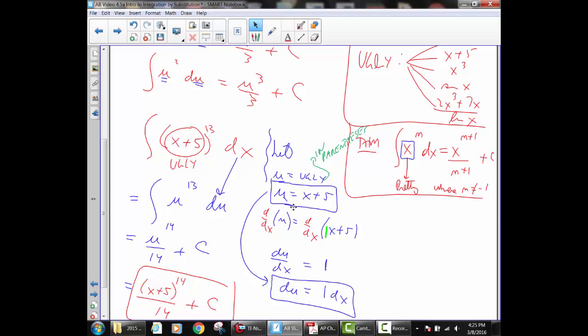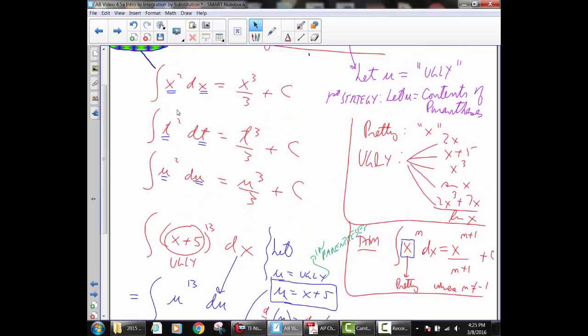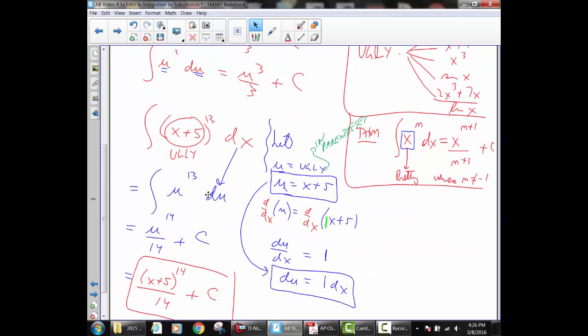Okay? Now, the key thing here is just like here where this x had to match this x, this u has to match this u. So you have got to have the derivative of whatever this u is in order to do what we're about to do. So our u is x plus 5, so x plus 5 to the 13th is u to the 13th, and we just found out that du is the same thing as dx, so I can replace dx by du. I can now integrate u to the 13th du into u to the 14th over 14 plus c, and then at the end I replace the u back by x plus 5.